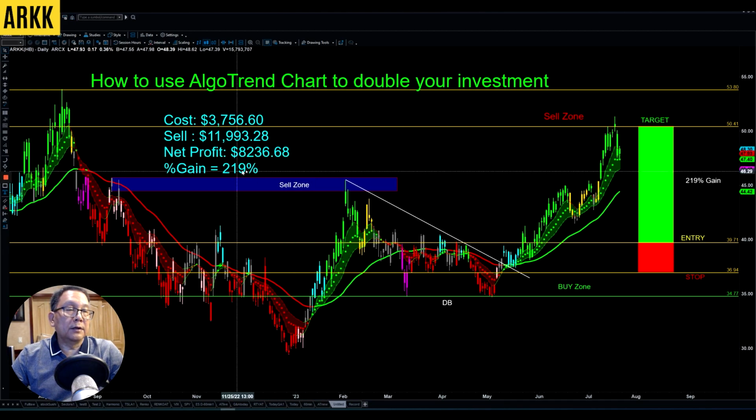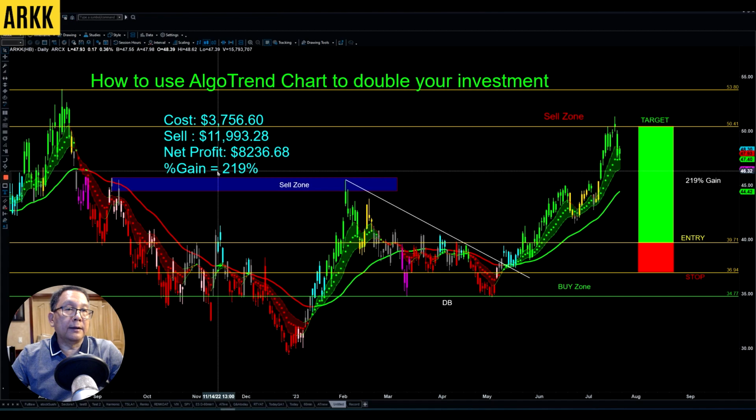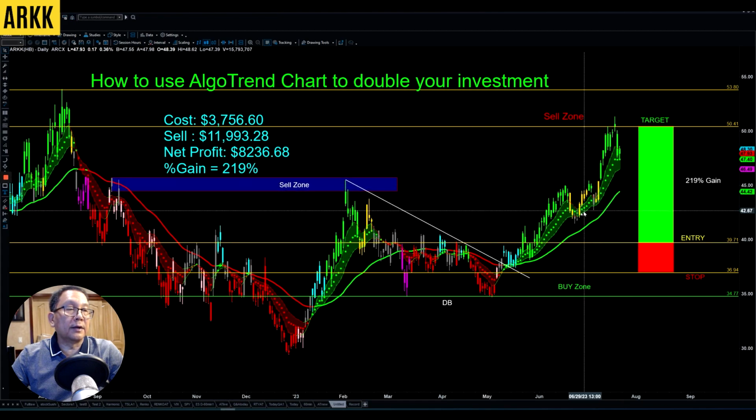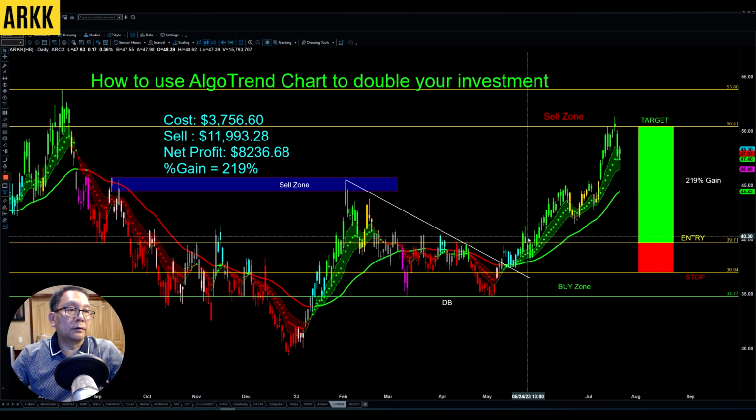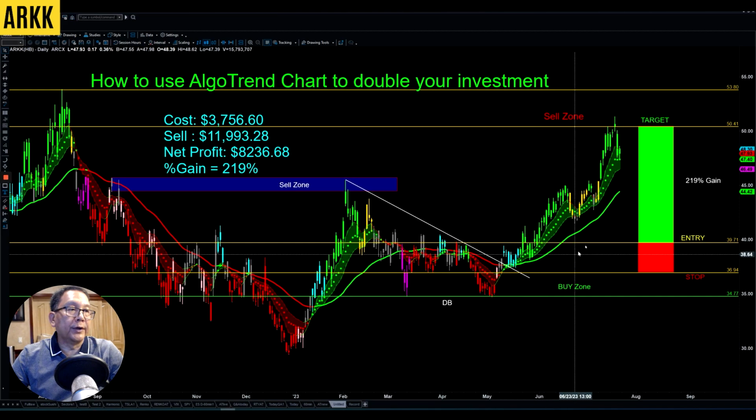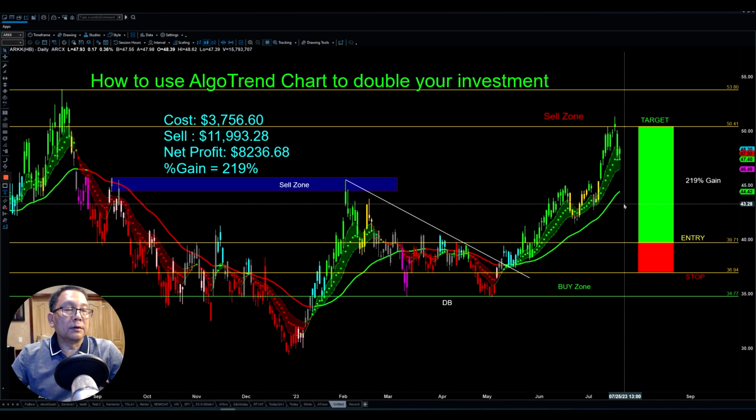So the net profit is around $8,236.68. So you can see that in the short term, you can swing trade this ticker symbol, and the profit gain is around 219% from over here to up here. And so you can see here when the Jack turns green, you can enter here, you put your stop loss below here, and then you can manage your risk. And this is the potential risk, and this is the reward. As you can see, it's a big number if you know how to do risk management correctly.